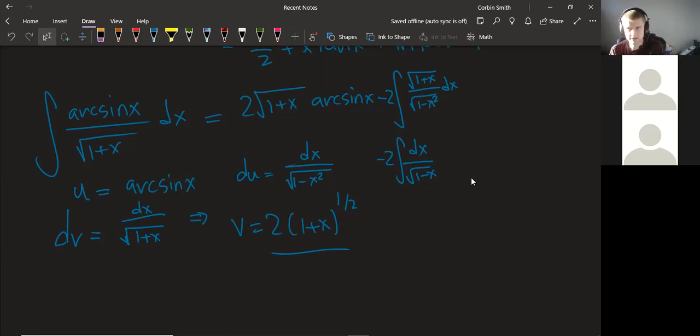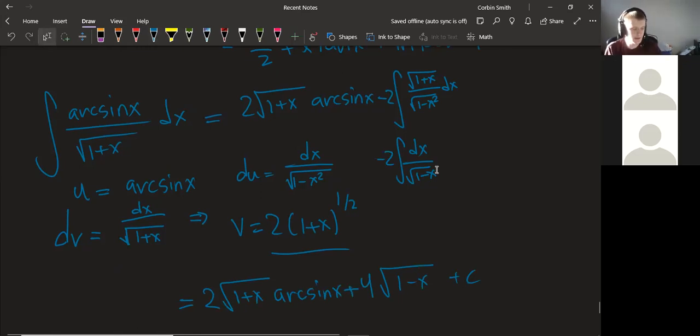So would the minus signs cancel out and it becomes a minus sign in the parentheses as well? Yes. Let me just double check. So then we should have a 4. Okay. So we get this integral is 2 times the square root of 1 plus x times arc sine of x plus 4 times the square root of 1 minus x plus C.